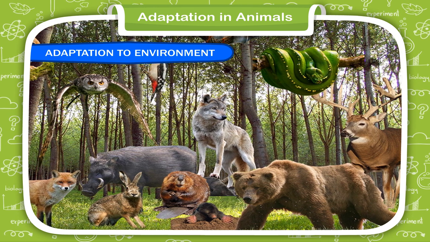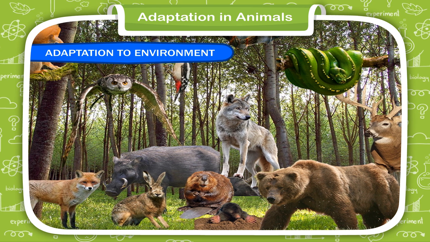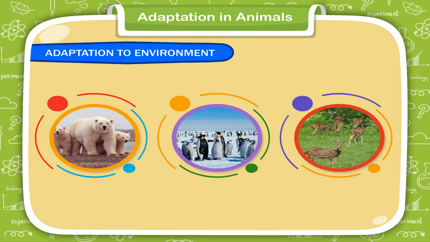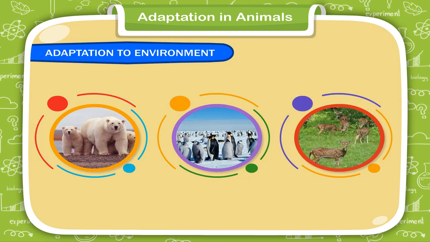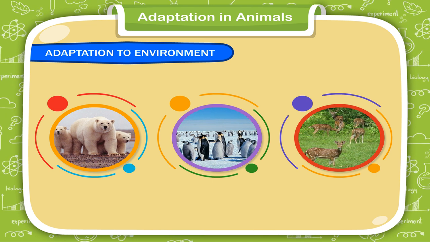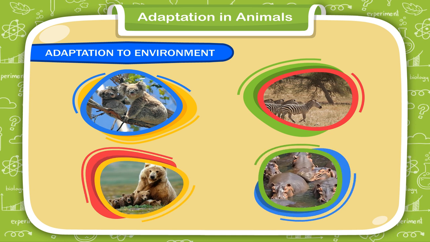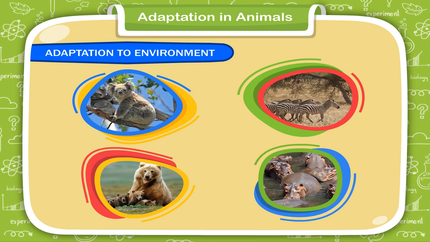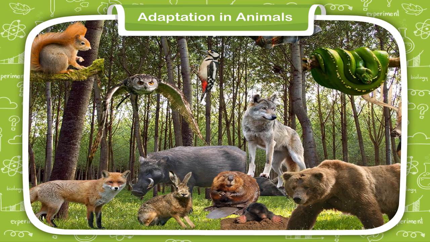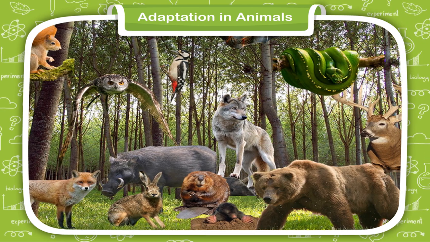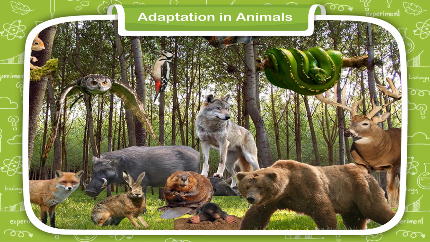We know that different animals live in different types of environment. They need food and shelter to live, for which they depend on their environment. The place where an animal lives to obtain food and get shelter is known as its habitat. Animals can survive if they are well adjusted to their habitats.